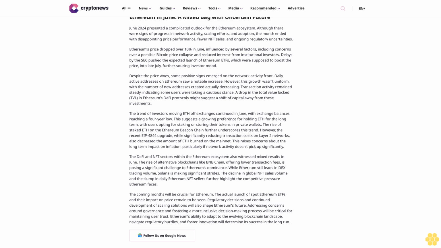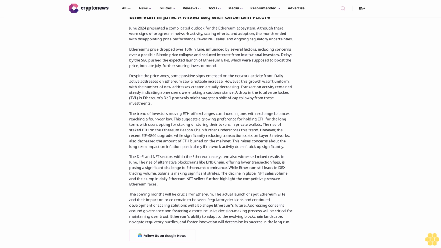The trend of investors moving ETH off exchanges continued in June, with exchange balances reaching a four-year low. This suggests a growing preference for holding ETH for the long term, with users opting for staking or storing their tokens in private wallets. The rise of staked ETH on the Ethereum beacon chain further underscores this trend.